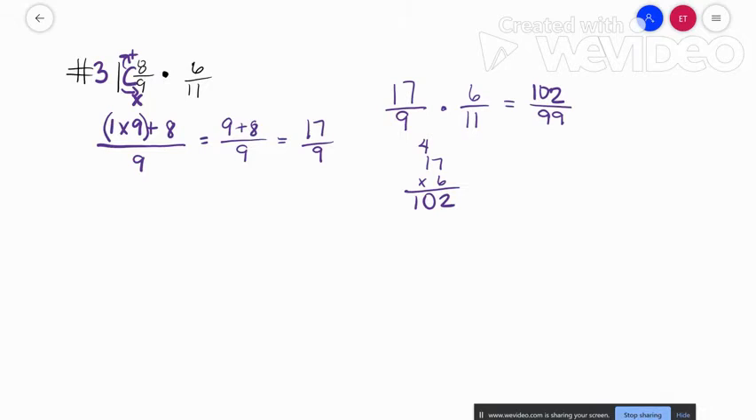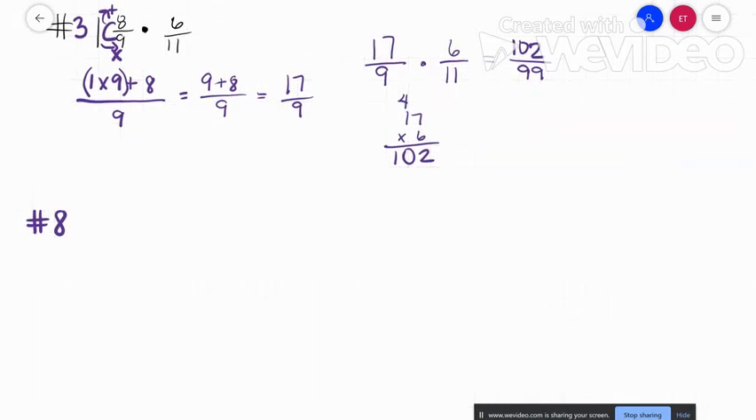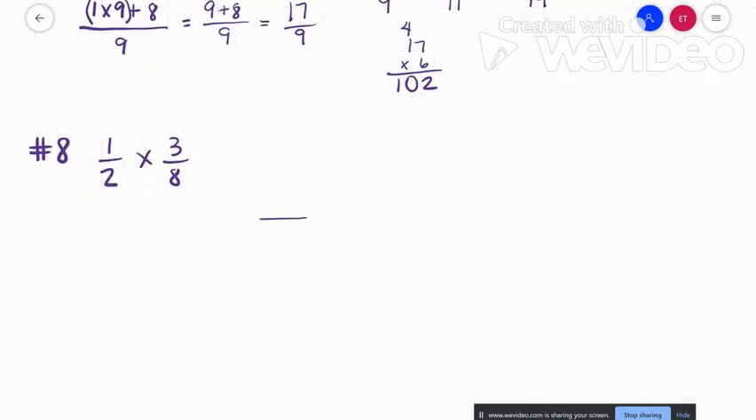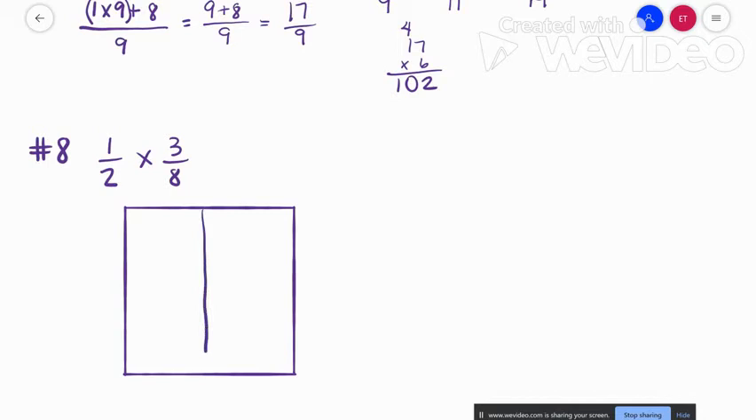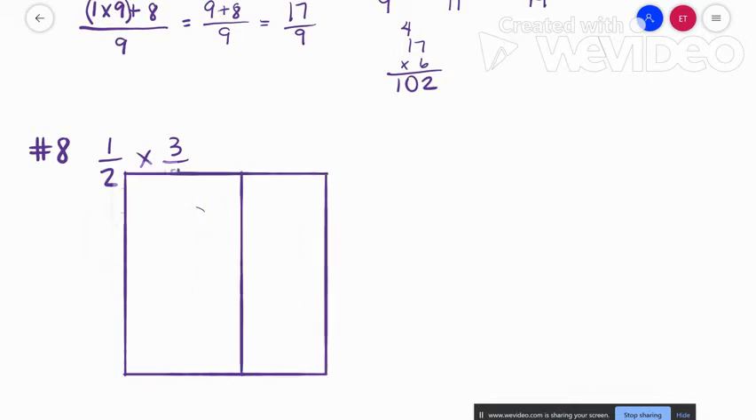The next one from the worksheet is number 8. That was a word problem, but I just want to do the area model so you can see why it's multiplication. So I have 1/2 times 3/8. It's an article, and 3/8 of it is a photo. So the article is half of a page.